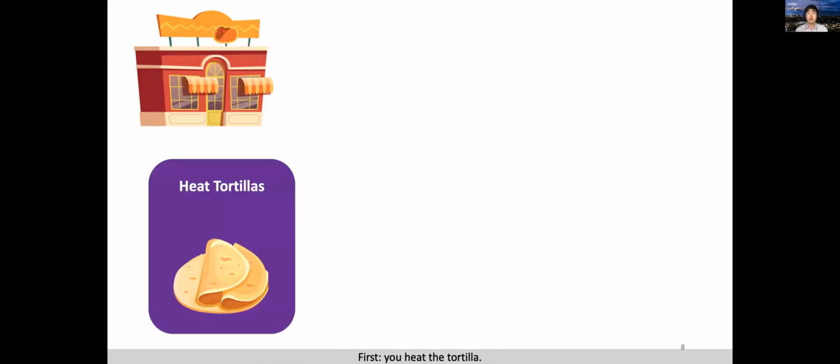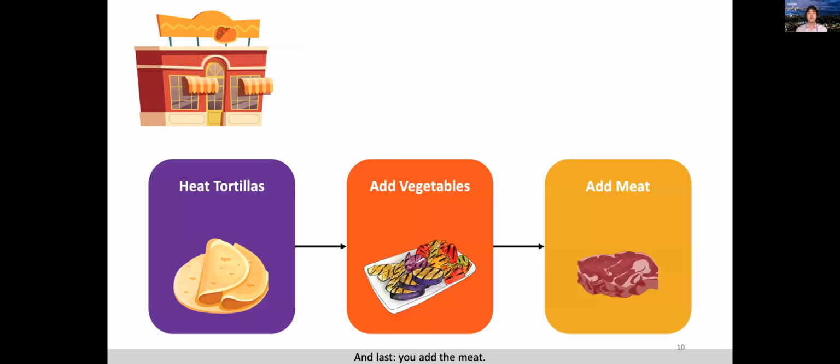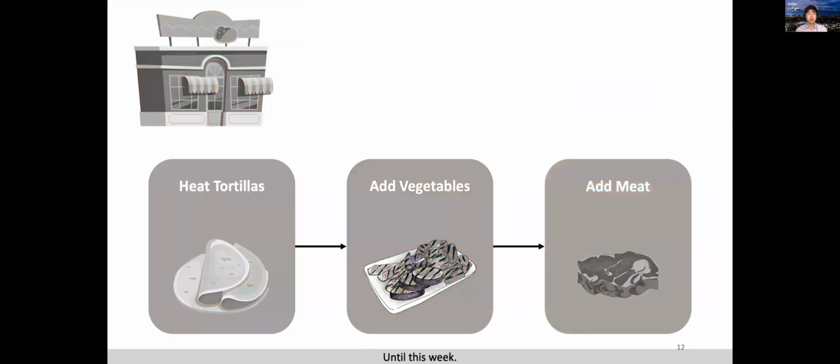You are in the burrito business, and you make some world-class burritos. Your team is trained to follow this policy. First, you heat the tortilla. Then you add the vegetables, and last, you add the meat. Things are going great until this week.